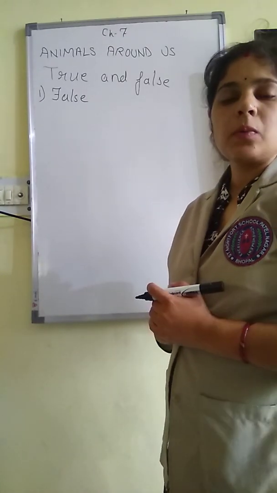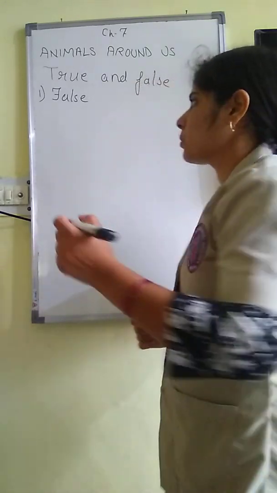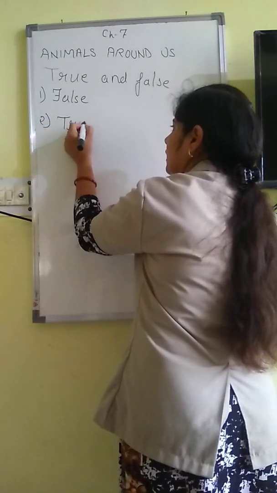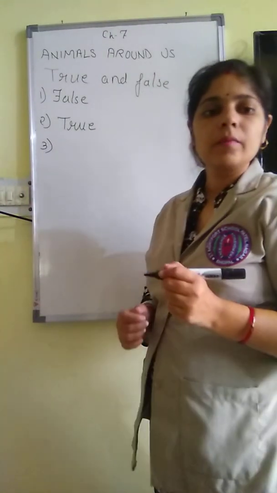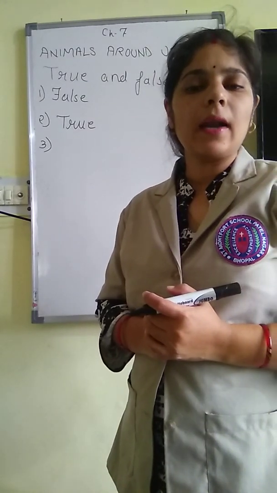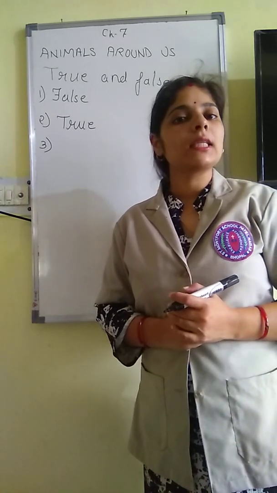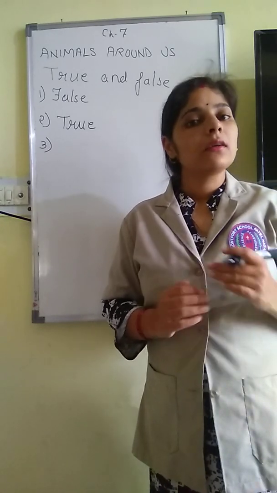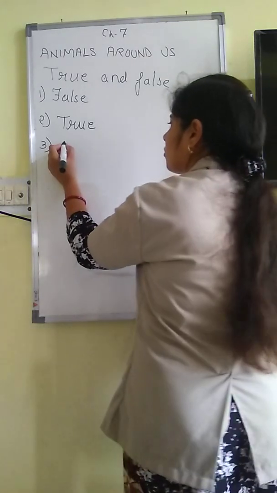Then the next one is dog uses its tail to express emotion. So yes, the statement is true. Dog uses its tail to express emotion. Then your next statement, third one. Crocodiles are land animals. So is a crocodile a land animal? No. We have seen that sometimes the crocodile lives in water and sometimes it lives on land. So this statement is again false.